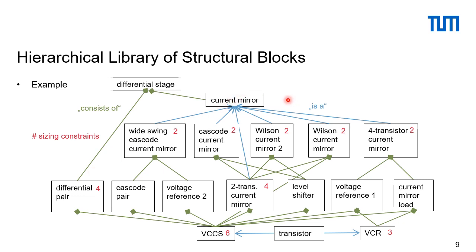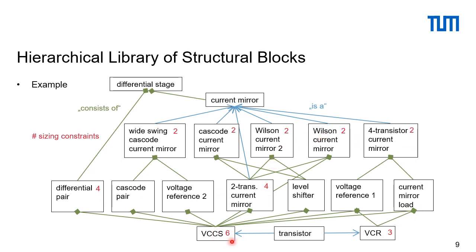A current mirror is either a wide swing current mirror, a cascode current mirror, and so on. A wide swing cascode current mirror, for instance, consists of a cascode pair and a voltage reference. A cascode pair consists of two voltage-controlled current sources, and a voltage-controlled current source is a transistor. So here we know how to formulate in a suited way for the computer the composition of a simple differential stage. Now these are the number of sizing constraints that we have for different blocks.